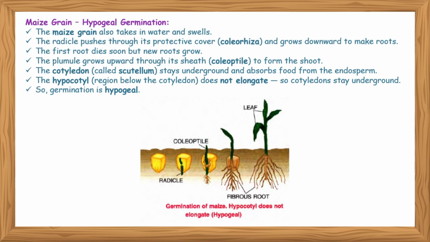Maize grain undergoes hypogeal germination. The maize grain also takes in water and swells. The radicle pushes through its protective cover or coleorhiza and grows downward to make roots. The first root dies soon, but new roots grow. The plumule grows upward through its sheath or coleoptile to form the shoot. The cotyledon or scutellum stays underground and absorbs food from the endosperm. The hypocotyl, the region below the cotyledon, does not elongate, so cotyledons stay underground. So the germination is hypogeal.